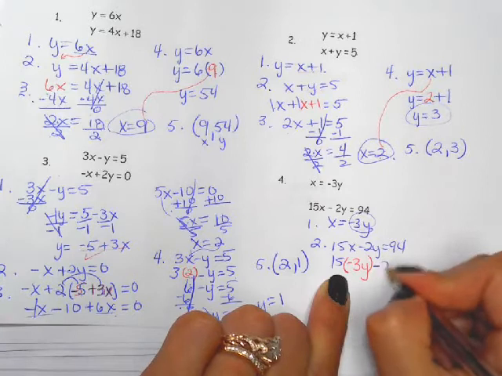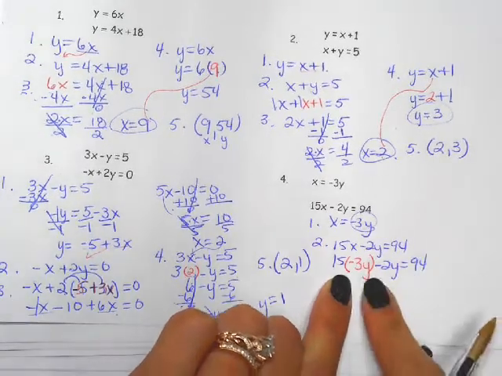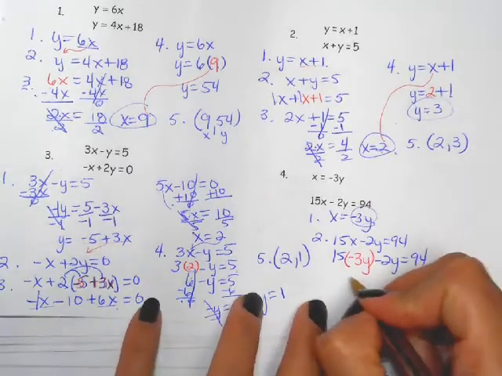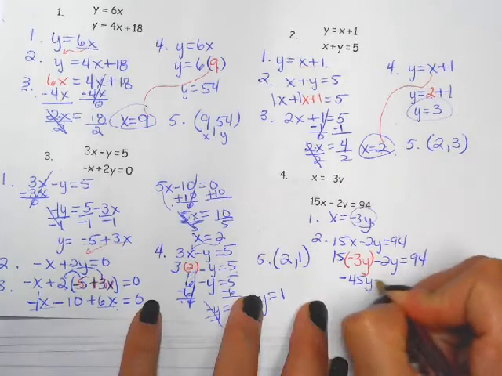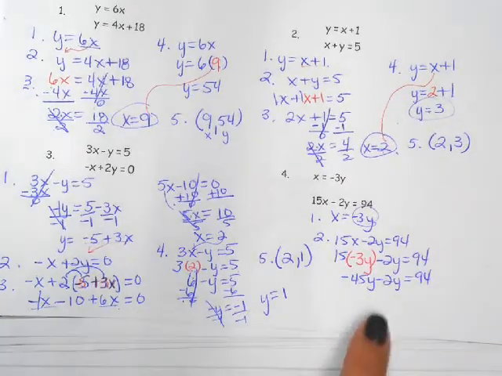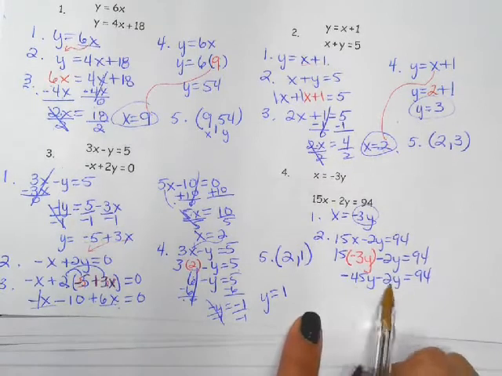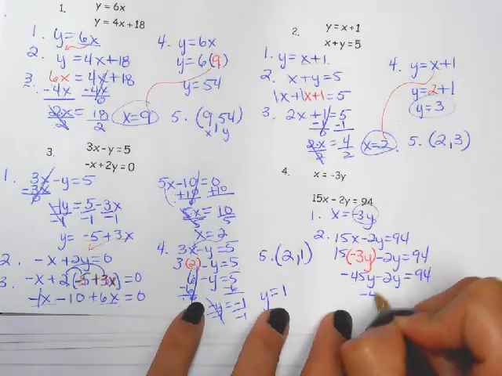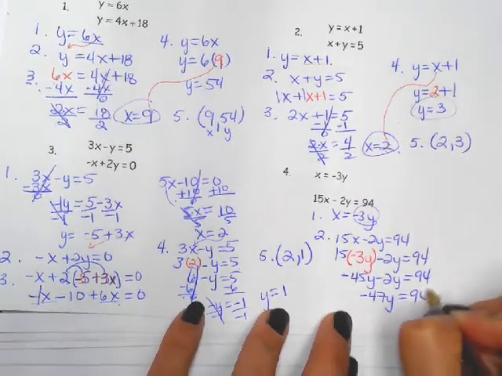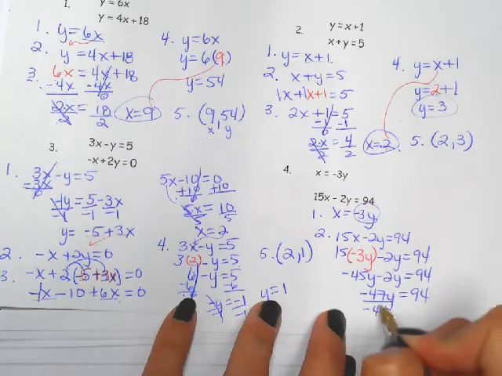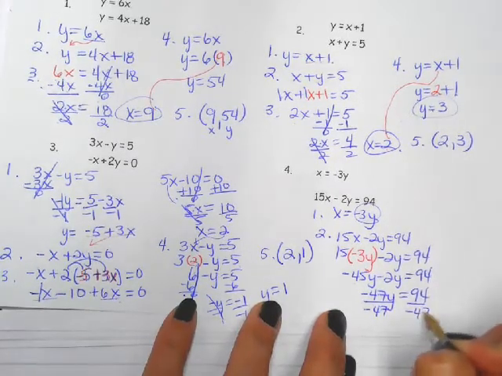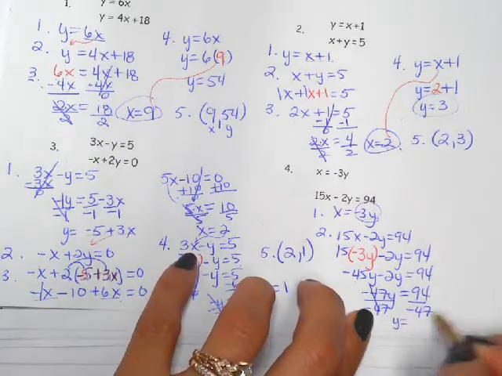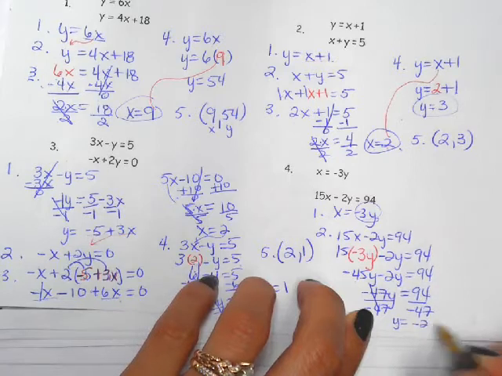Copy the rest of the equation because nothing is going to change from that equation, only the x that we substituted. 15 times negative 3y, negative 45y, minus 2y equals 94. Now we're going to solve for y, but I have two y's, so I'm going to combine them. Negative 45 minus 2 is negative 47y. Last step there is to divide by a negative 47. What I do to one side, I do to the other. Divide by negative 47. This cancels out to give me a 1y. And 94 divided by negative 47 is negative 2.